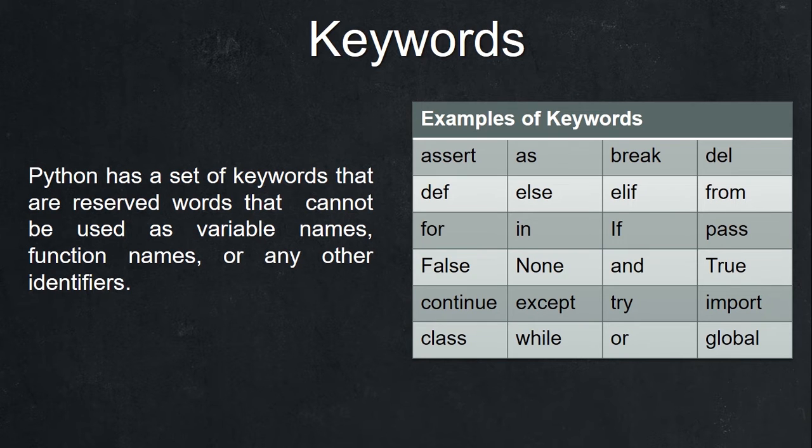Keywords. Reserved words of a language which carry special meaning in the language are termed as keywords. Now, what are the different keywords? The examples are given here for you. As, break, else, elif, in, for, and many more.